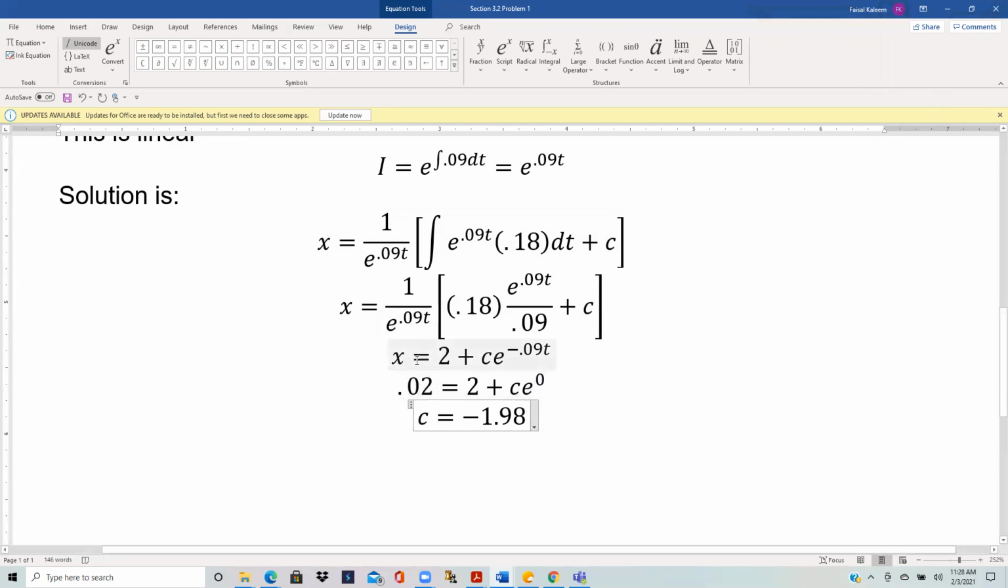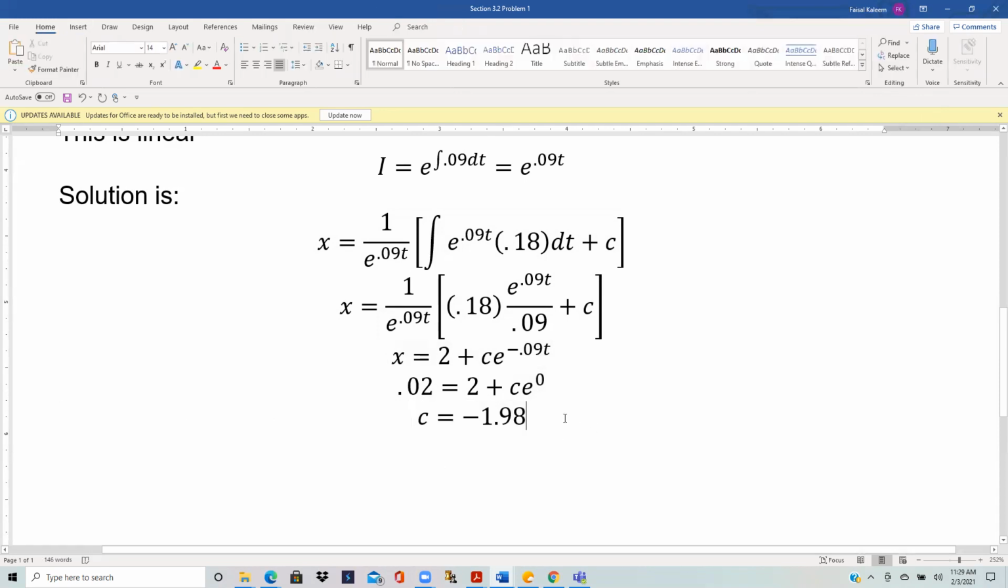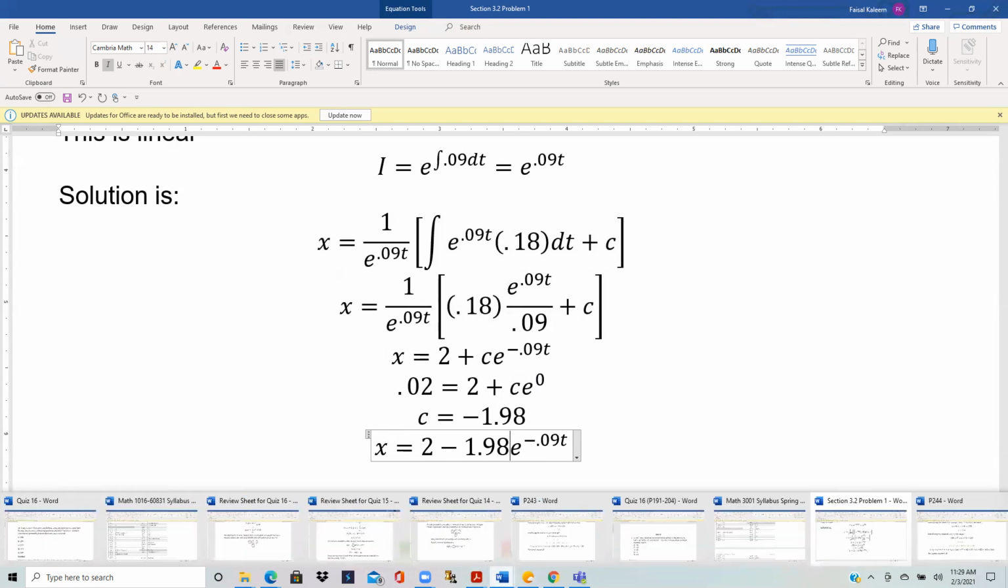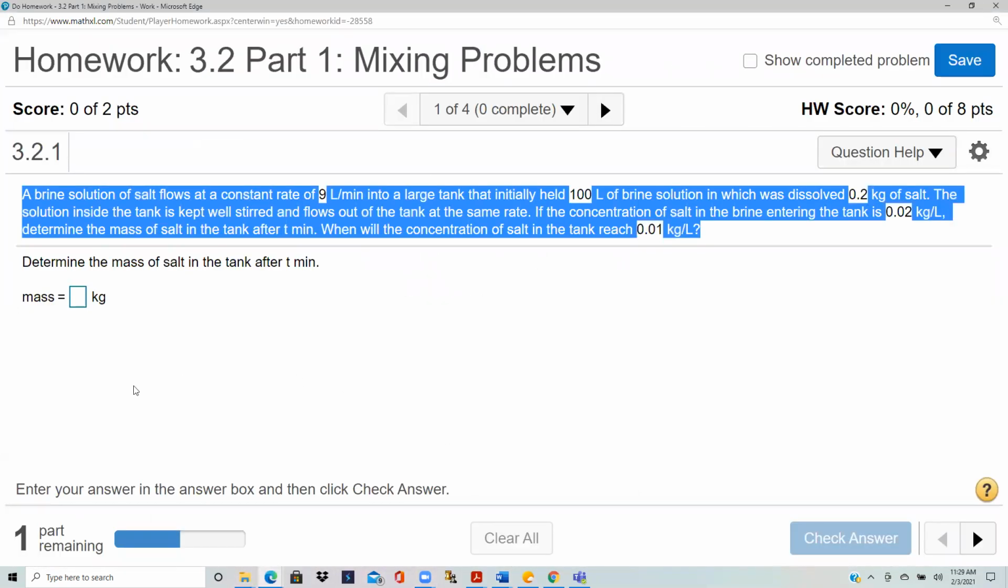And so x will be 2 minus 1.98 e to the negative 0.09 t. So let's fill it in. 2 minus 1.98 e to the negative 0.09 t.